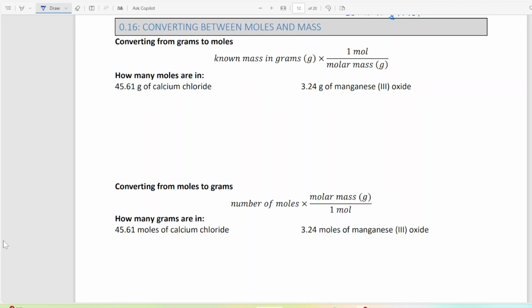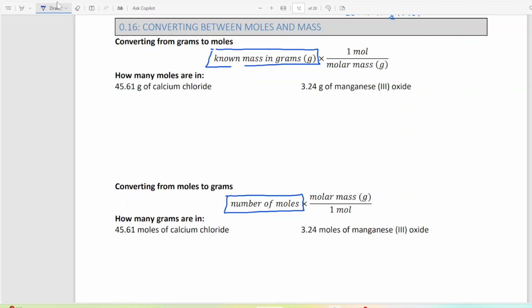So now we're going to review how to use molar mass. Molar mass can be used to convert from grams to moles or from moles to grams. This is going to be a dimensional analysis thing where they're either going to give you a known mass in grams or a known number of moles of a substance. And what we're going to do is use the molar mass of a substance to be able to convert.